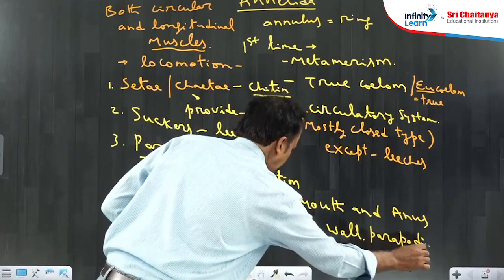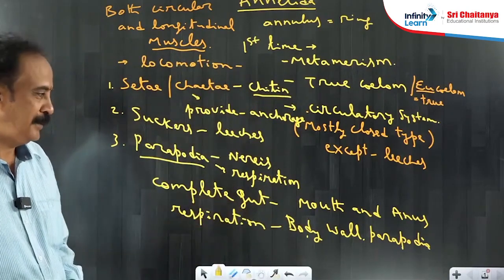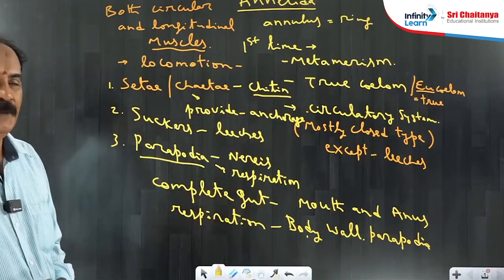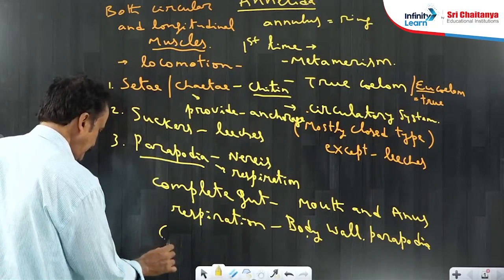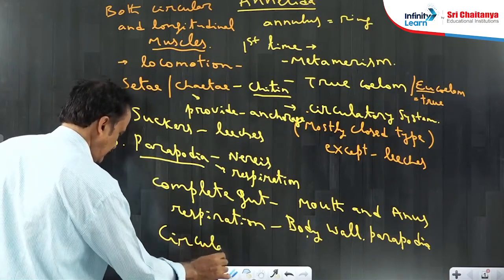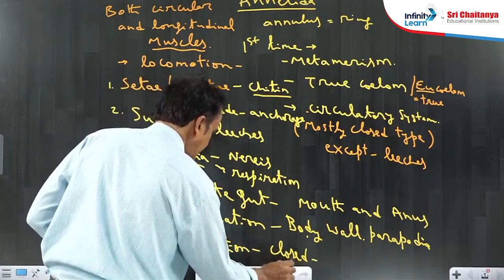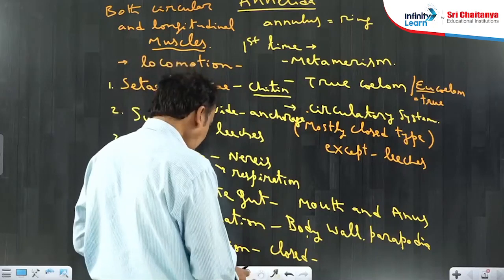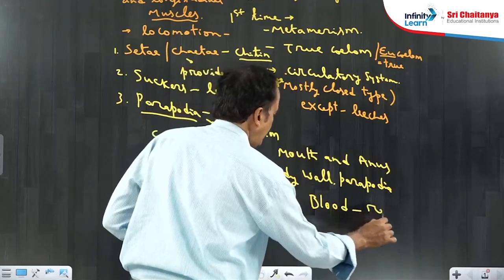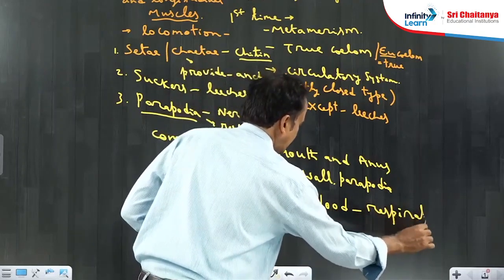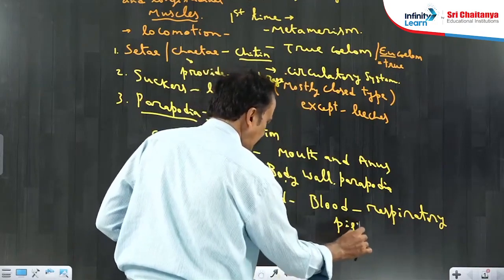This is not mentioned separately, but you need to understand because the diagram is given for Nereis. So it may be asked related to respiration by parapodia. And circulation is closed type, and here the organisms have blood with a respiratory pigment. Blood carries the pigment, blood is colored.